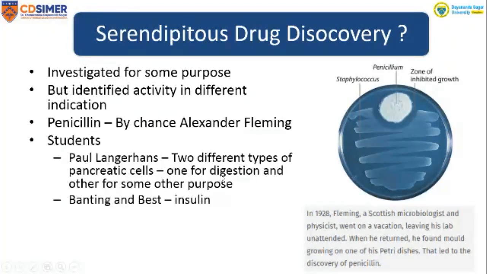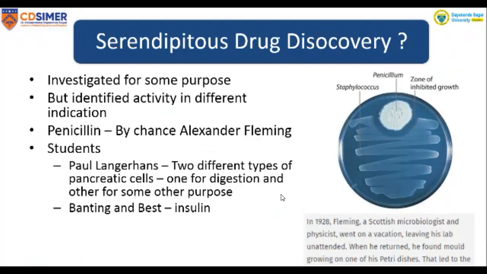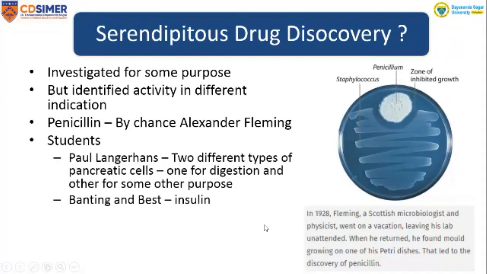You can see here, Paul Langerhans was a medical student. He was doing research on pancreatic cells, and he identified that there are two different types of functions for these pancreatic cells. In that way they identified alpha cells and beta cells, and insulin was found to be secreted by beta cells.